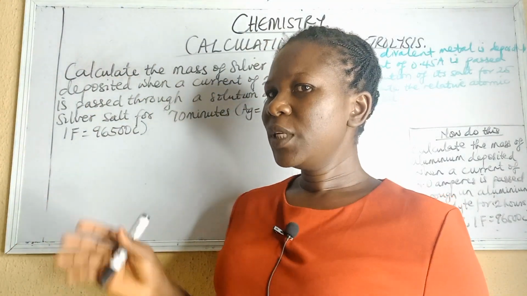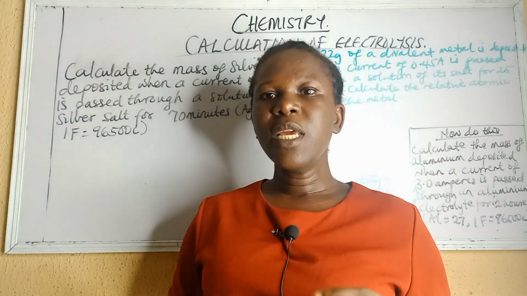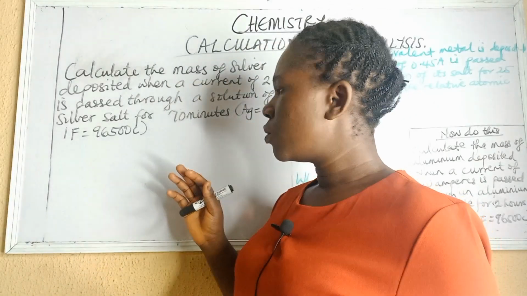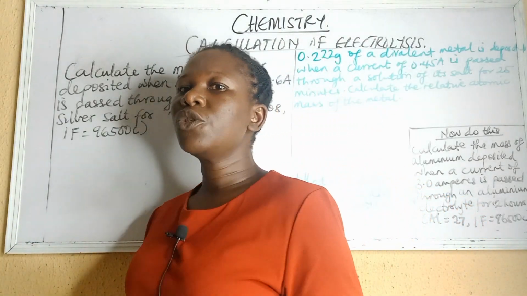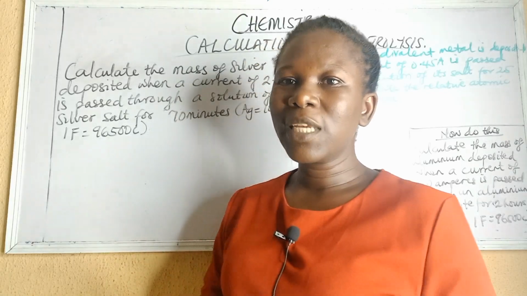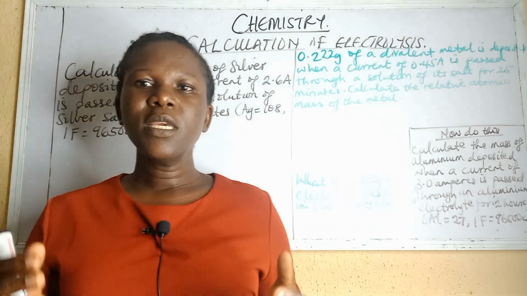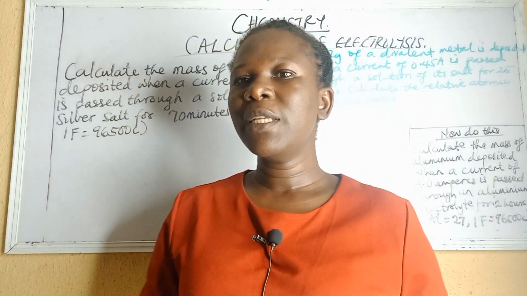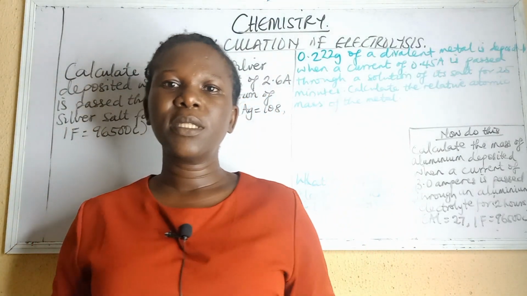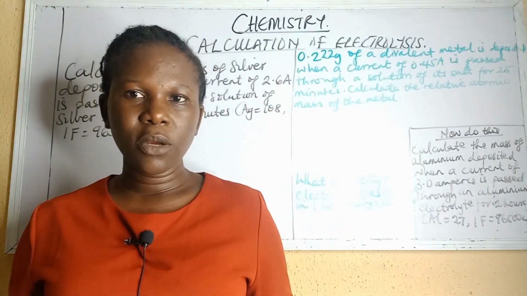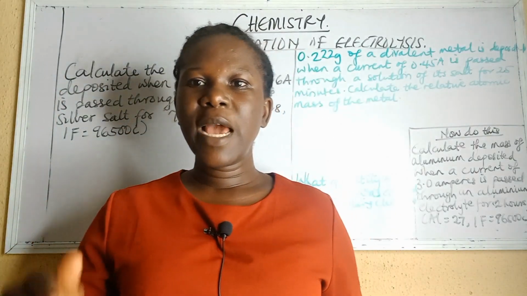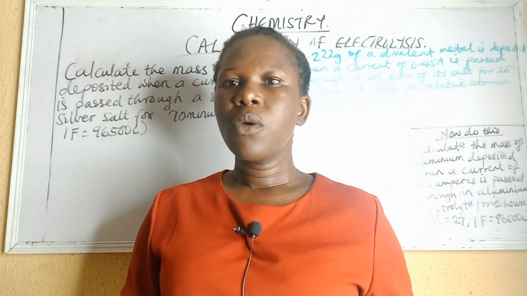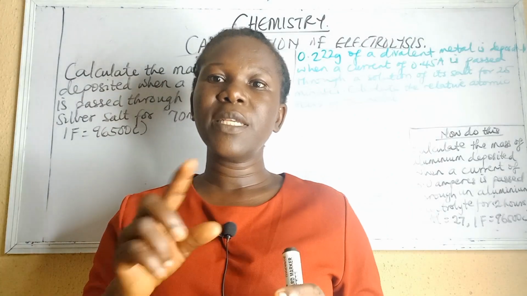Now, under calculation of electrolysis, we need two laws to apply. We are going to apply two laws of Faraday for this calculation. The first one is the first law of Faraday, which states that the mass M of an element discharged during electrolysis is directly proportional to the quantity of electricity that is passing through the electrolyte, and the quantity of electricity here is Q.